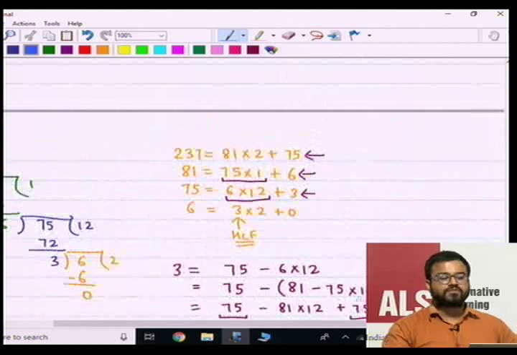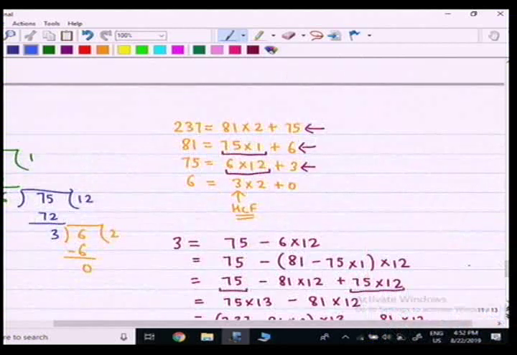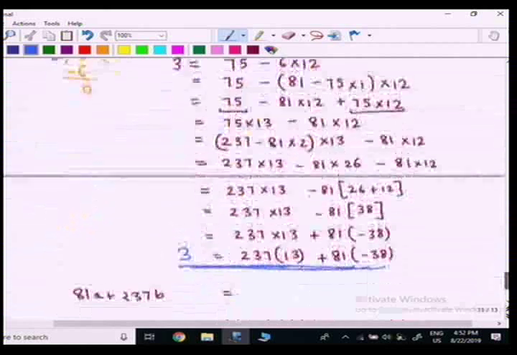So again, let me tell you once again, just to concentrate. First of all, note down the complete thing.